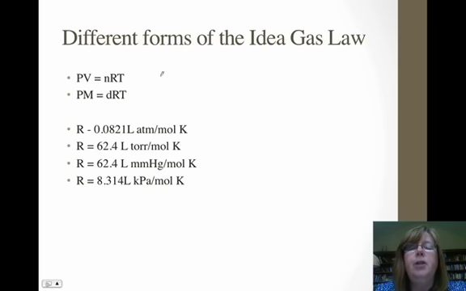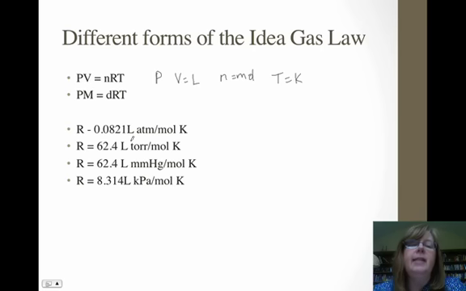P is pressure, and remember we have all those different units for pressure. V is volume, and our volume when we use this gas law has to be in liters. n is moles, I hope we learned that. R is the gas constant, and there are many different forms of R, and we'll come back to that. And T is temperature, and that must be in Kelvin.